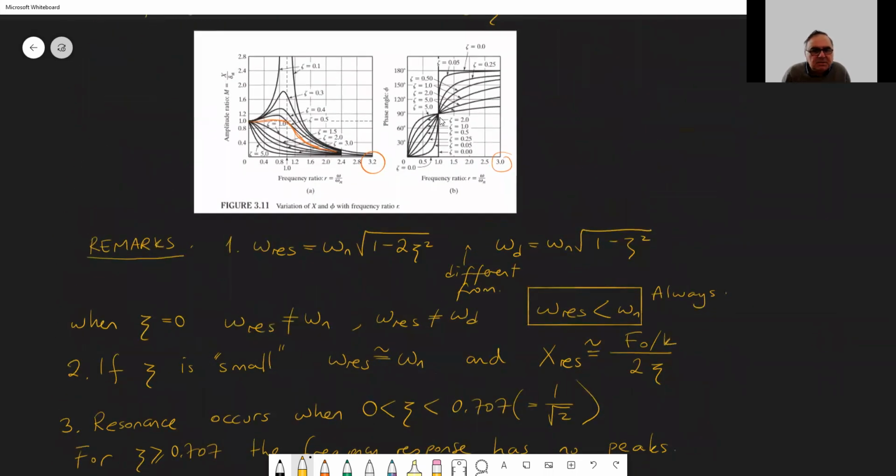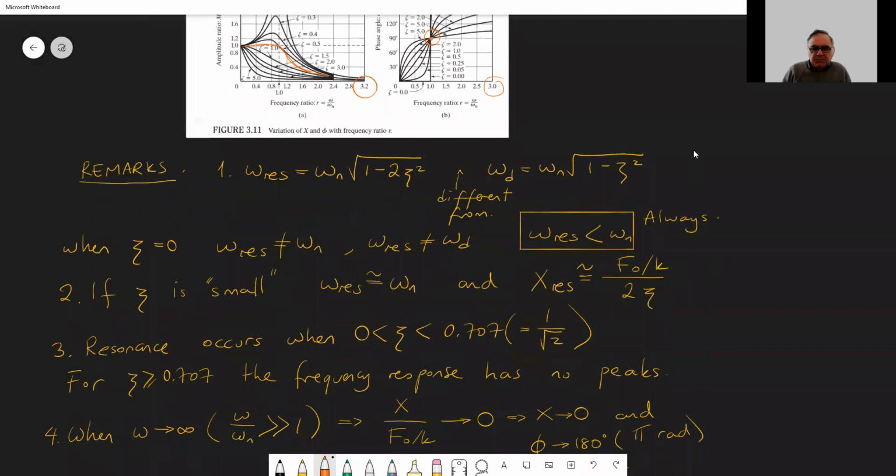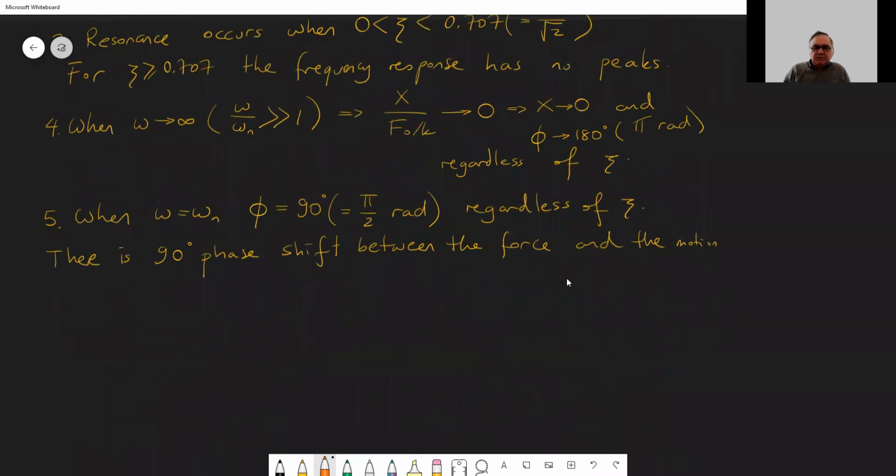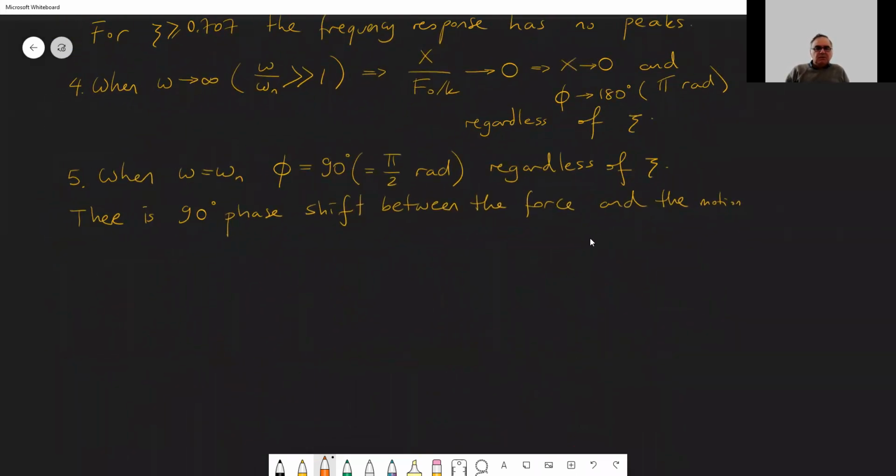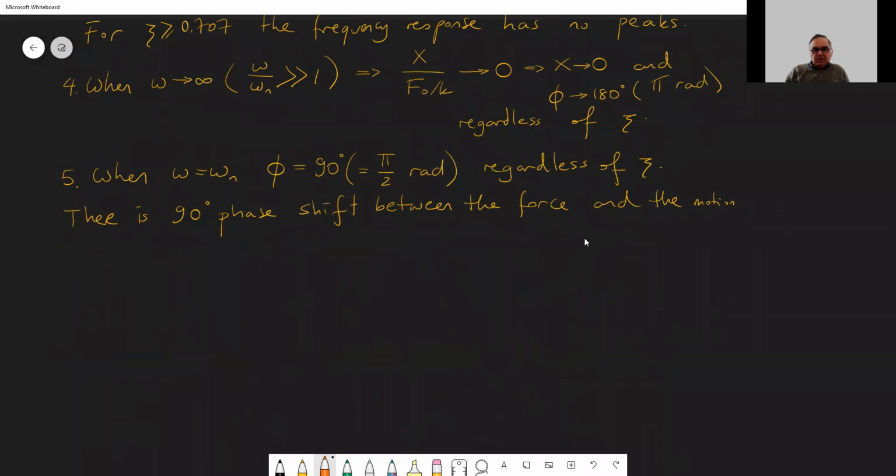And you can see it here in this picture. At all values of zeta, when omega over omega n is equal to 1, this is what you have. You see, you have exactly 90 degrees of phase shift. What does this mean? If the forcing is a sinusoid, then the response is a cosine. If the forcing is a cosine, then the response is a sine. There is 90 degrees of phase shift between them.